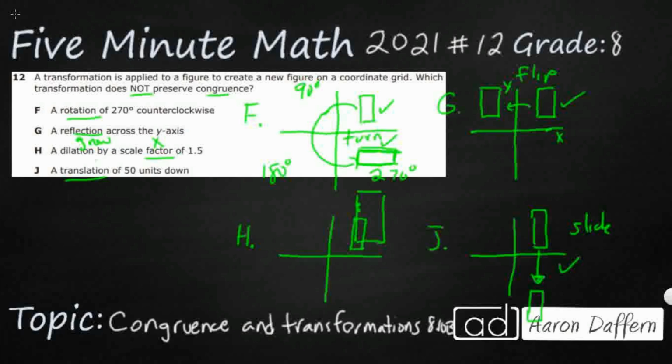When we dilate it, we either grow it or shrink it, depending on the scale factor. We do not preserve congruence. Our answer is H.